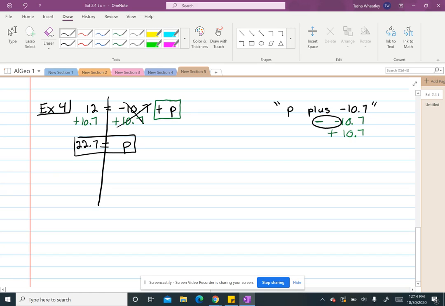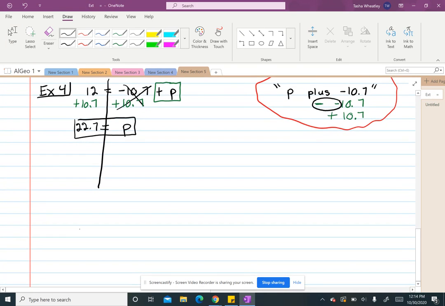And that's your answer. Now, sometimes the way that this part is written is confusing for people. And so I want to show you that if you want to rearrange this equation to make it a little bit easier for yourself, you can do that. And so here's what I mean. So our equation right now is 12 equals negative 10.7 plus p. But maybe it confuses you that p is at the end. So let me draw my line so you can see.